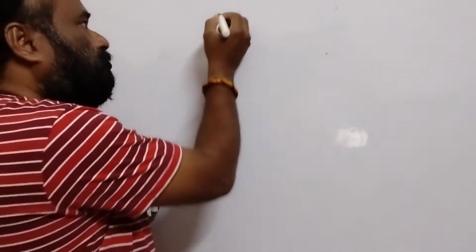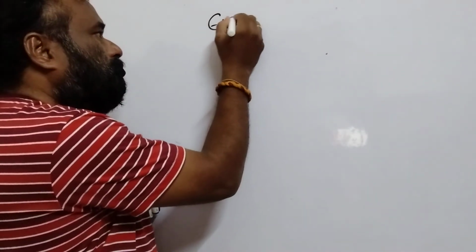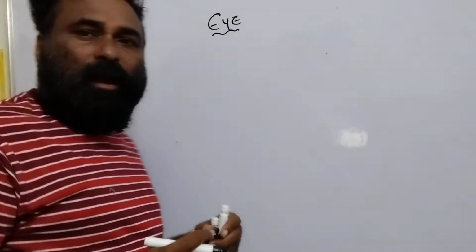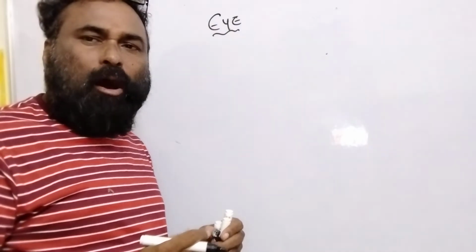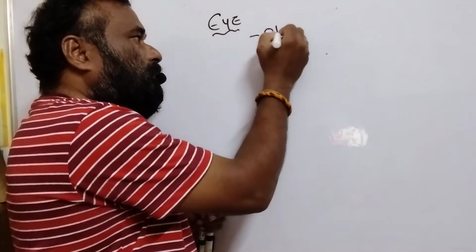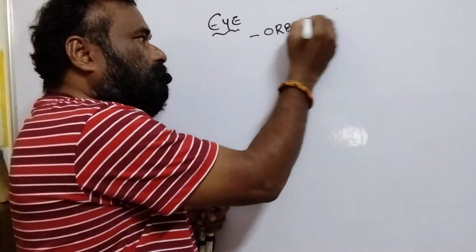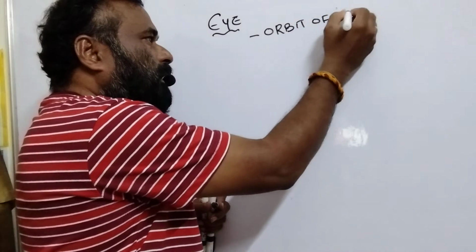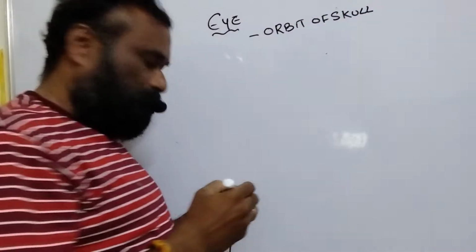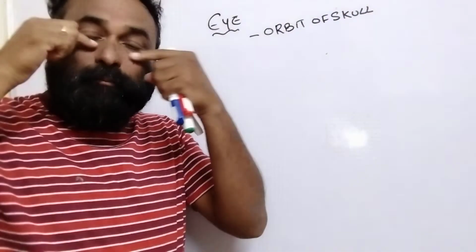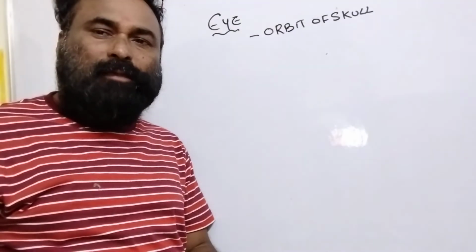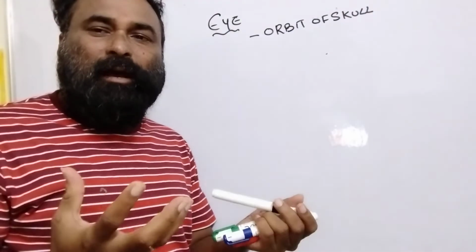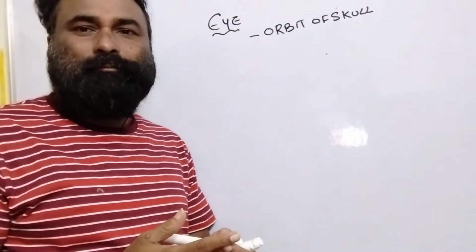Today we discuss a very important topic for NEET concern: the eye. The eye is located in the orbit of the skull. This is our orbit. In NEET, a question is asked like this: in which area are the eyes located?